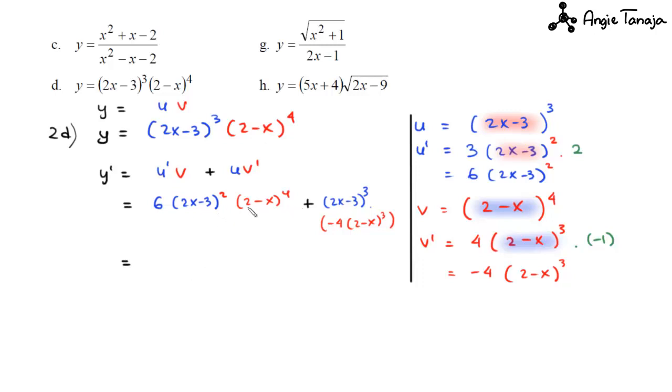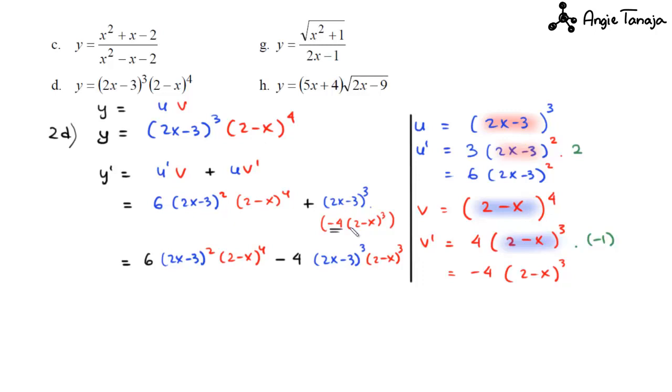So try to simplify this. Start with, we have 6 times 2x minus 3 squared, times 2 minus x to the 4. Well, this one is negative 4 times 2x minus 3 cubed, times 2 minus x cubed. Do you agree? This is multiplied by negative 4, and this is to the power 3, so I can put the negative 4 in front. Now follow this: u prime v plus u v prime.